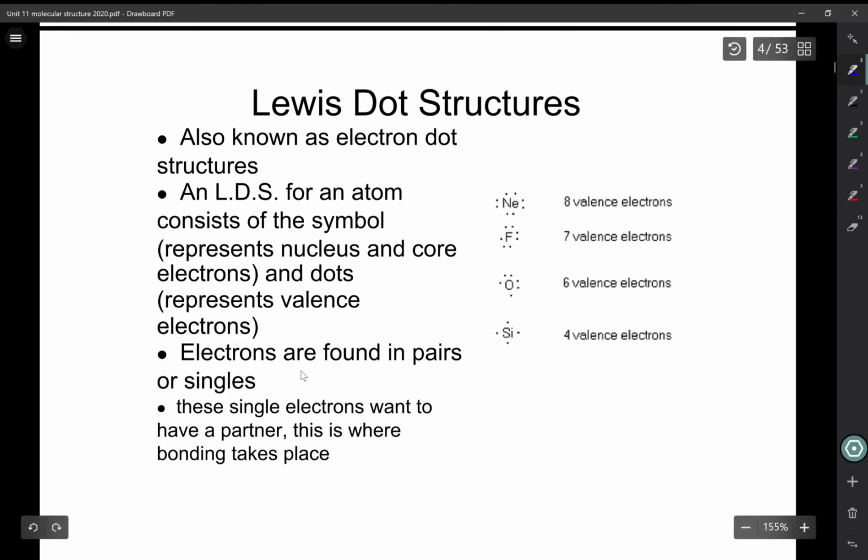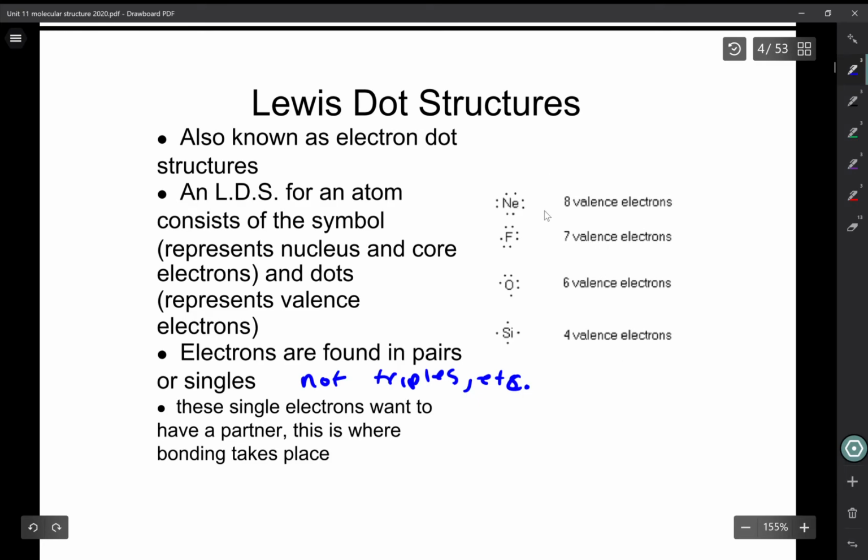Now, when we write out Lewis dot structures, we put the electrons typically in pairs or in singles. We do not do triples, because we talk about pairs of electrons when we talk about shapes of molecules, and the single electrons we typically call bonding sites. That's where those single electrons will go and look for another single electron from another atom, and that's where bonding takes place.